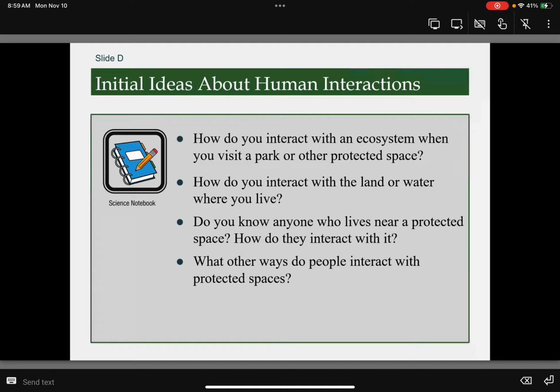So, how do you interact with an ecosystem when you visit a park or other protected space? How do you interact with the land or water where you live? Do you know anyone who lives near a protected space? How do they interact with it? What other ways do people interact with protected spaces? Next slide is going to be more about specifically the Serengeti. So answer these 4 questions. How do you interact?